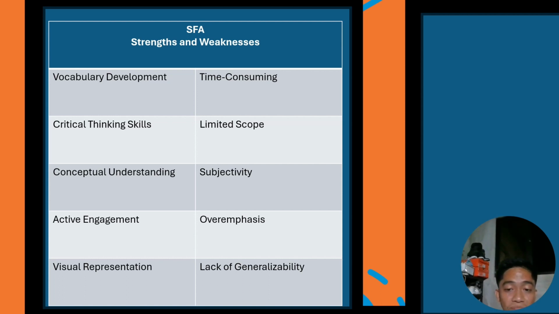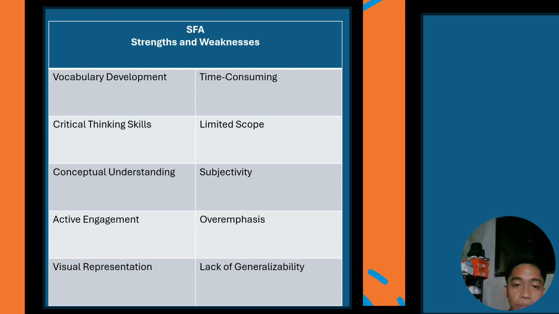Okay, so SFA primarily focuses on the surface level analysis of vocabulary words based on their features. It may not delve deeply into the complex nuances of word meaning or explore the cultural or contextual aspects of word usage. Then the last one is the lack of generalizability. Okay, so the skills developed through SFA may not always transfer easily to other contexts or domains. Students may struggle to apply the analysis skills learned through SFA.